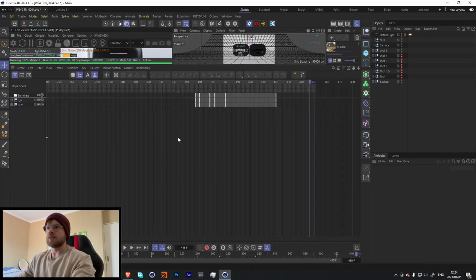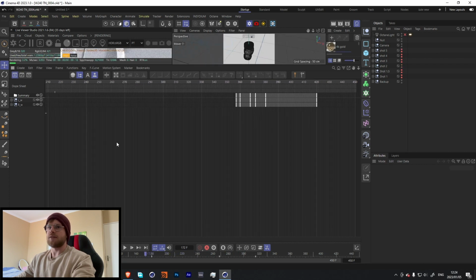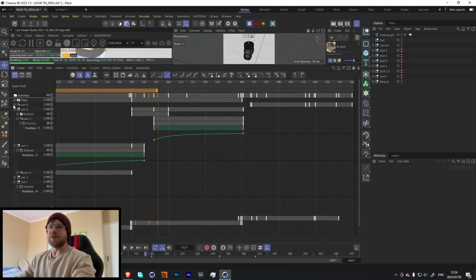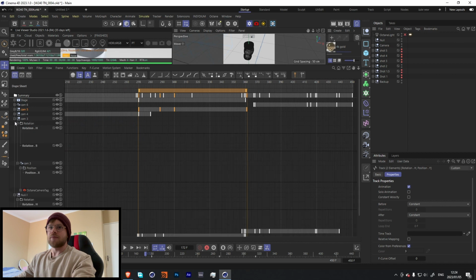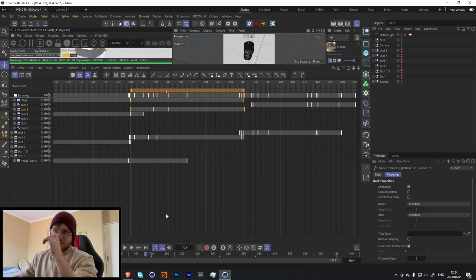Let me just... why are we only seeing these keyframes? Are these the only keyframes in the entire thing? Obviously not. There we go. Yeah, so it's kind of just going through every single one.